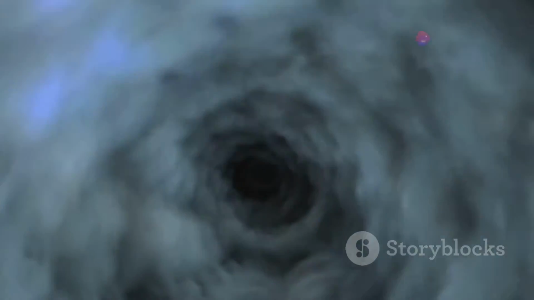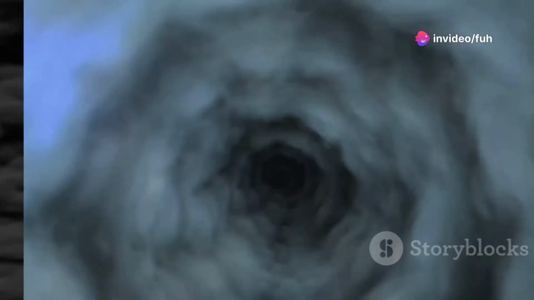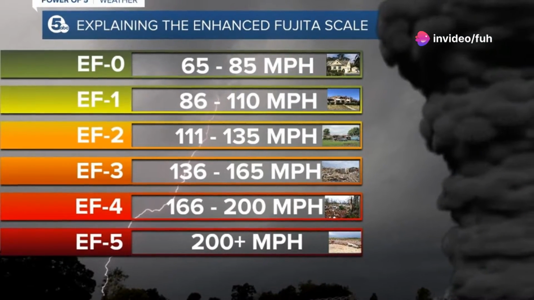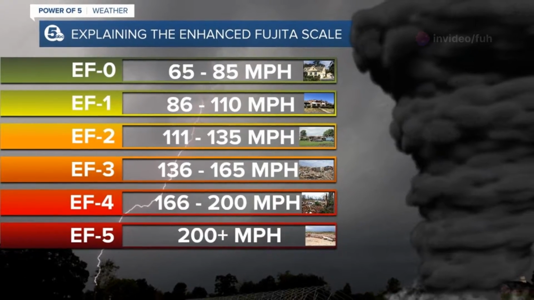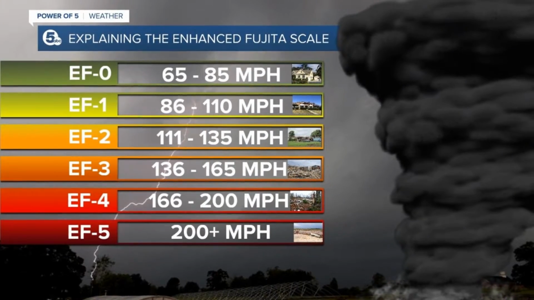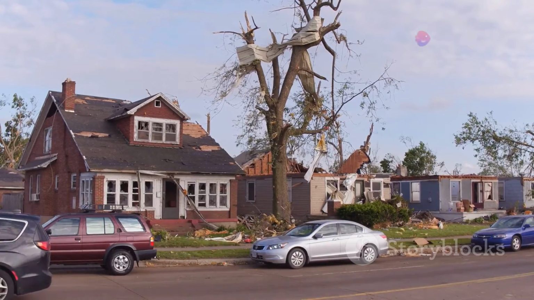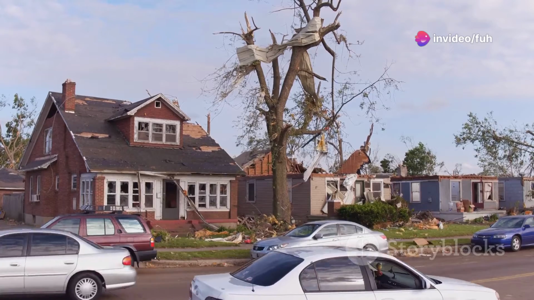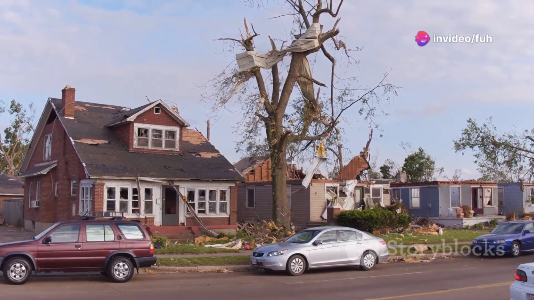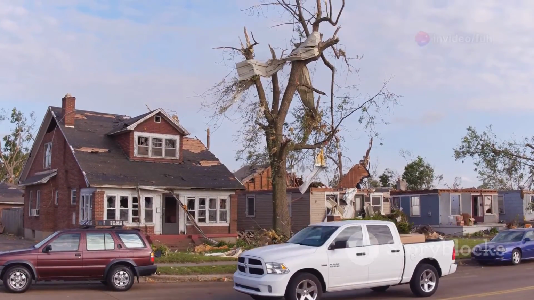This scale is a refined version of the original Fujita scale, offering more precise measurements. It's a system designed to give us an idea of a tornado's intensity based on the damage it causes. By examining the aftermath, we can estimate the wind speeds that cause such destruction. Think of it like a report card for twisters, but instead of grades, we're talking wind speeds and destruction. Each level on the scale corresponds to a range of wind speeds and the type of damage observed.